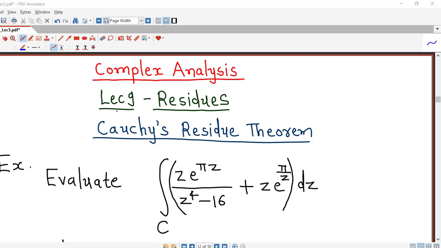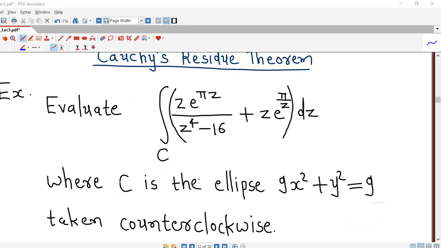Hello friends, I welcome you in lecture number 9 on residues. In this lecture also we will discuss one more example on Cauchy's residue theorem. So let's start with this example.